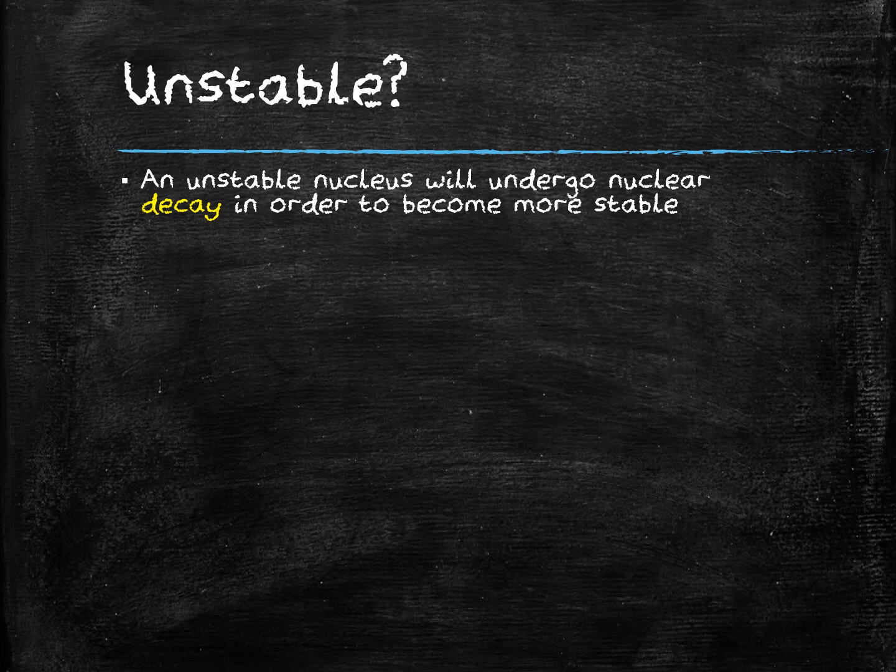The word unstable itself should be bringing into your mind images of things falling over or things not necessarily being able to stand up on their own. In the case of a nucleus, it means that the configuration of protons and neutrons in that nucleus can't stick around. It's going to have to do something to change to become more stable.